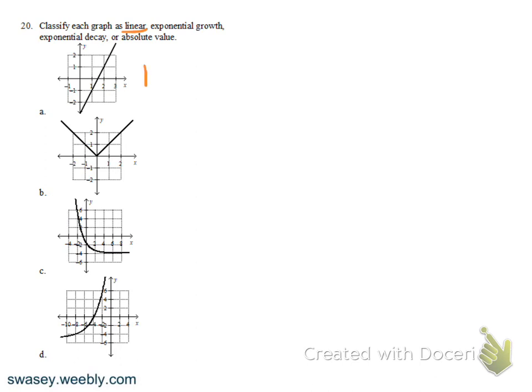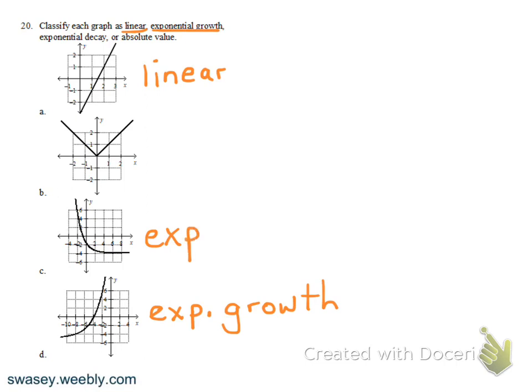Linear means straight line. So that's part A. Exponential growth, it's going to be a curve that goes uphill from left to right. Exponential decay is going to be a curve that goes downhill from left to right. And then absolute value is going to be a V shape.